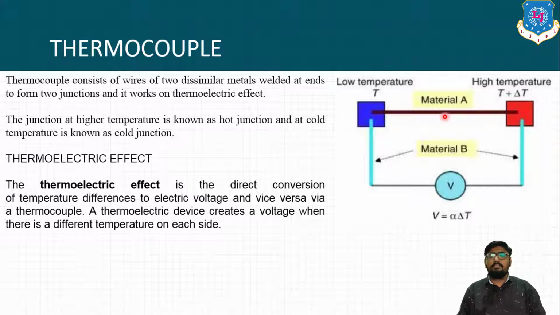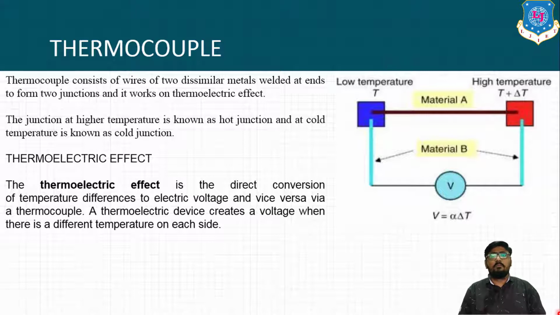Okay, so one junction is kept at a lower temperature and another junction is kept at a higher temperature. The junction at a higher temperature is known as a hot junction. The junction at a cold temperature is known as a cold junction. Okay, and by the thermoelectric effect we can measure the temperature using this device. So what is the thermoelectric effect? The thermoelectric effect is the direct conversion of temperature difference to an electrical voltage. This means the temperature difference delta T will result in a voltage difference that is directly proportional. V is proportional to delta T, and on removal of the proportionality sign, some alpha coefficient is there.